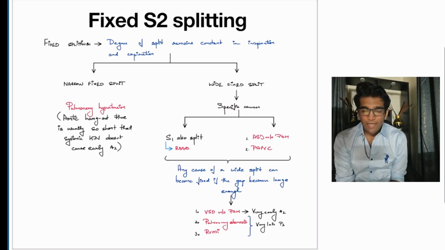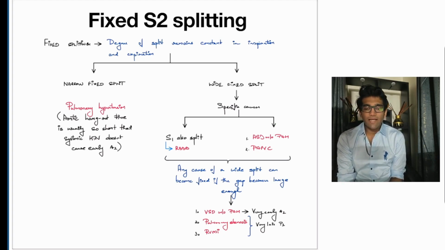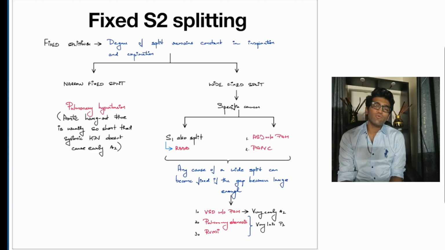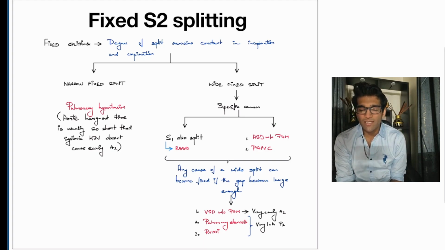Now on the other hand, you can get a wide fixed split due to just a very early A2. That happens in a VSD without PH, or a very late P2. A very late P2 would happen in two particular situations: RBBB and pulmonary stenosis. So these are the 5 causes of a wide fixed split. And this is a question that is routinely asked.